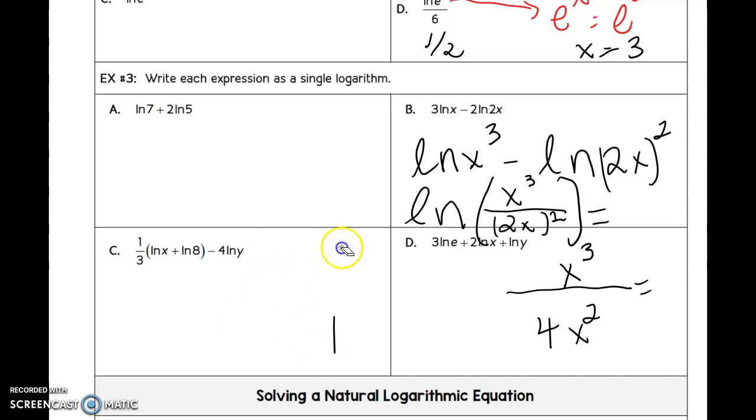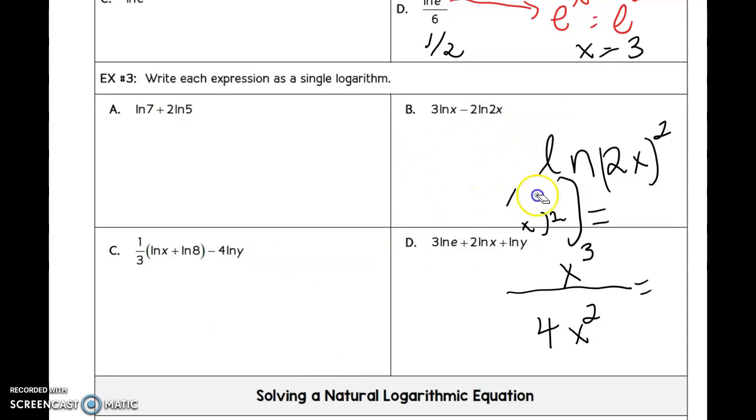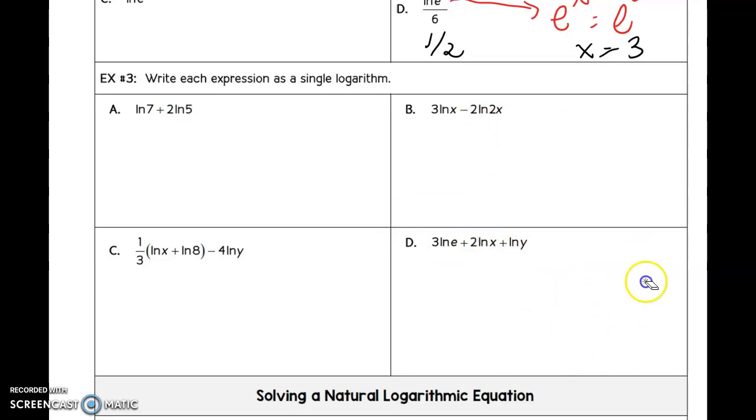Okay, we're going to do the bottom one too, just so you can see another example. We notice we have numbers out in front, so that's going to become our power.